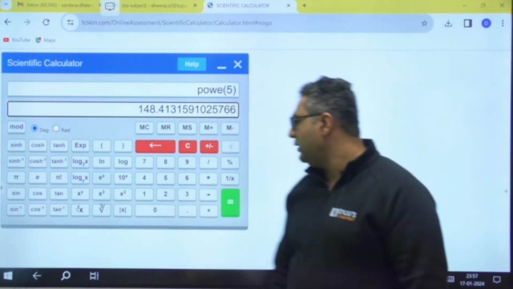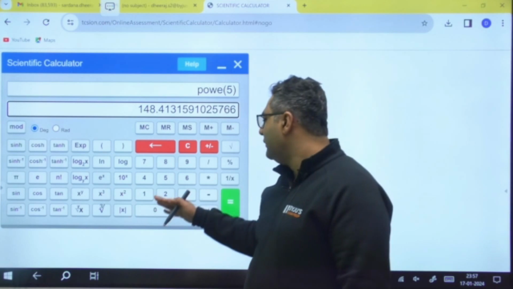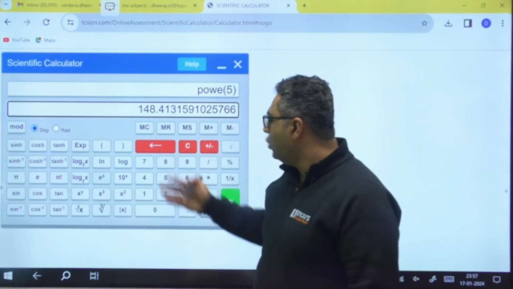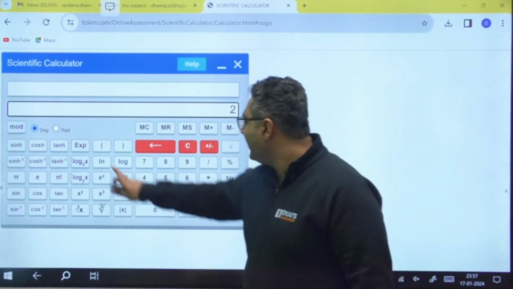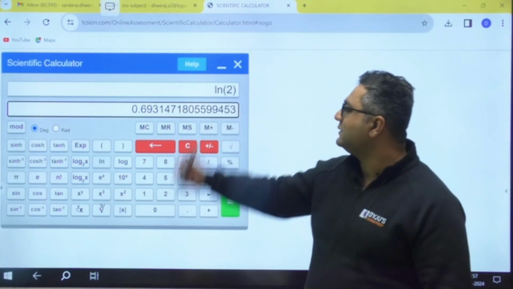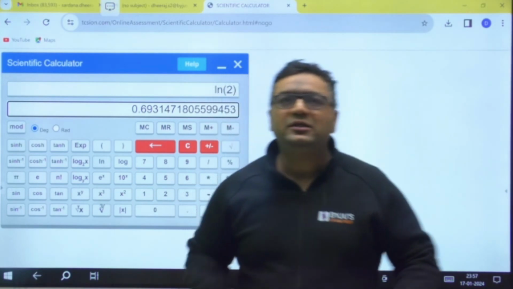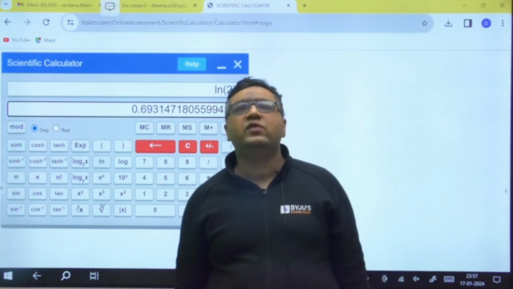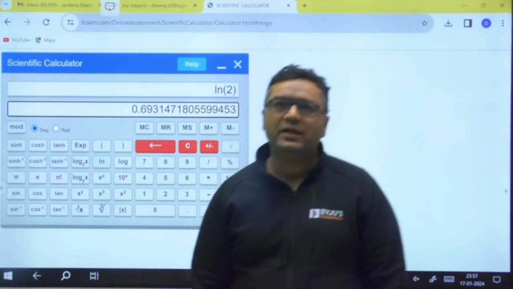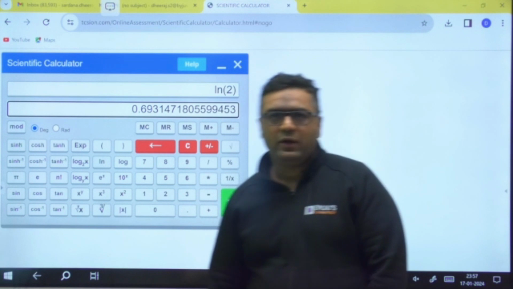So guys, similarly if I want to go for the log of some number, let us say I want to go for the log of 2, I would go for 2 then ln. It would come 0.69314. So likewise my dear, you can use these. I am telling you from basic to advanced, all the functions, all the rules. So don't worry about that. We have seen this.